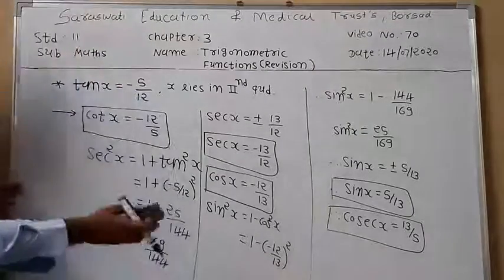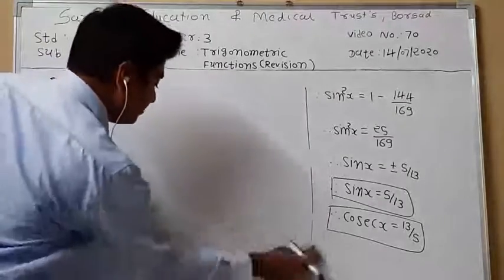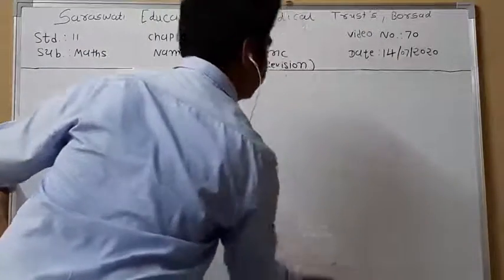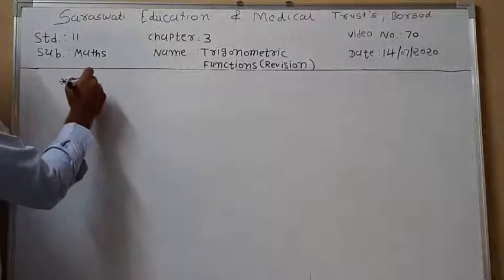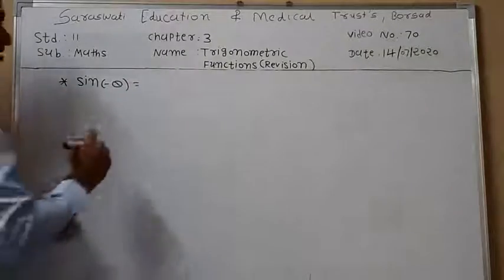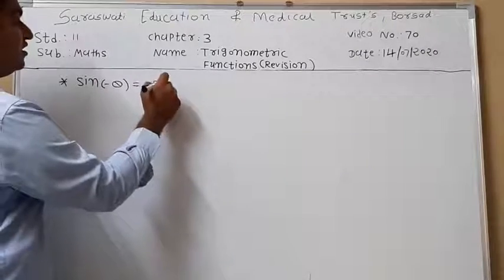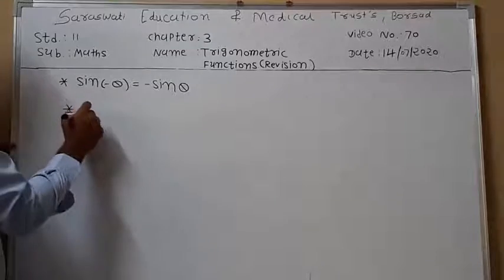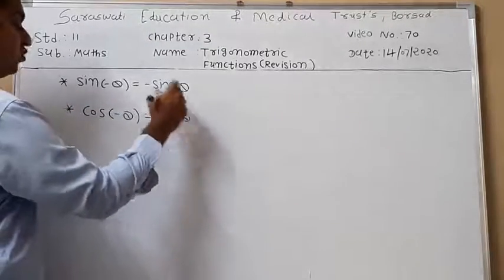Now we discuss some results, and using these results we discuss some examples. So first of all, sin of minus theta. Here one property is present: sin of minus theta is equal to minus sin theta, and cos of minus theta is equal to cos theta.